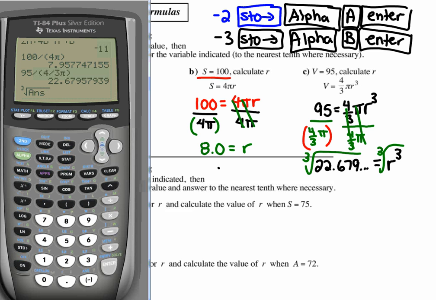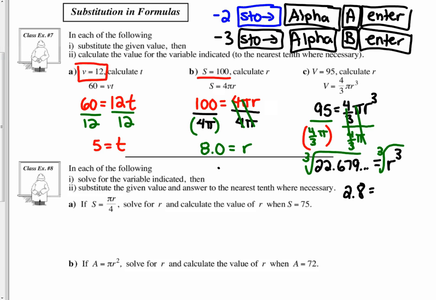Okay, science will do the same thing. We don't want error in our work. So to the nearest tenth, it'd be 2.8. Okay? Alrighty. So we're going to skip this one.